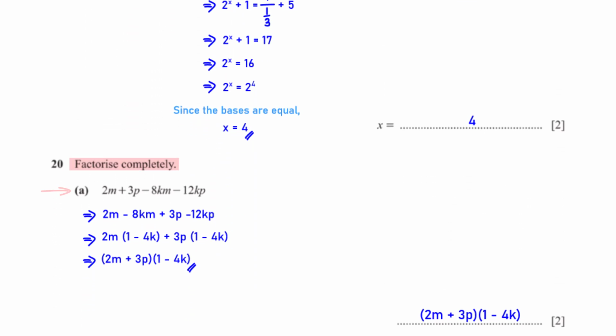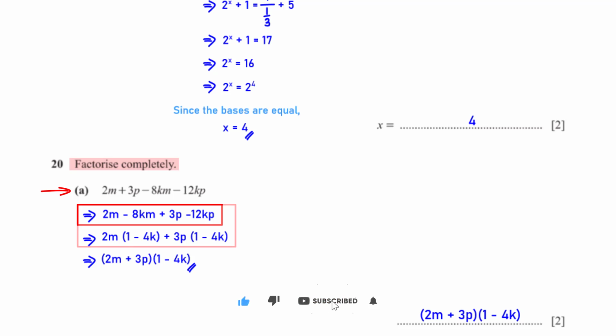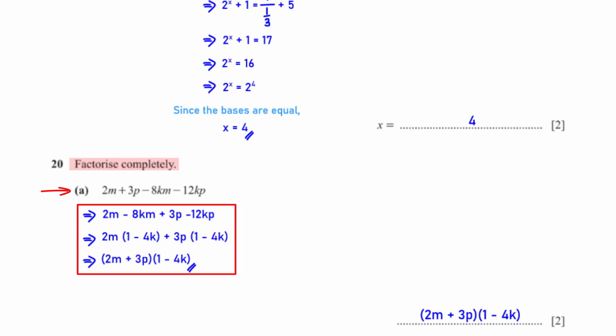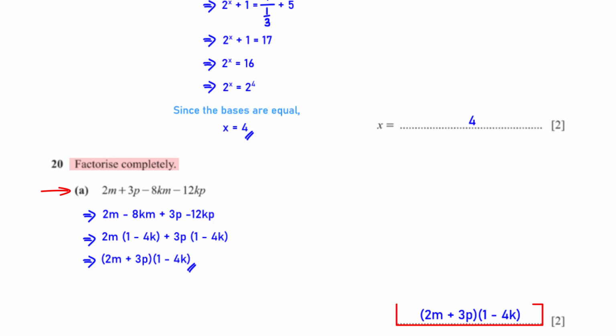Factorize completely. 2m plus 3p minus 8km minus 12kp. First, let's rearrange the expression to group like terms. For the first two terms, when we factor out 2m, we are left with 1 minus 4k. And for the final two terms, when we factor out 3p, we are left with 1 minus 4k. This can be rewritten as 2m plus 3p times 1 minus 4k.